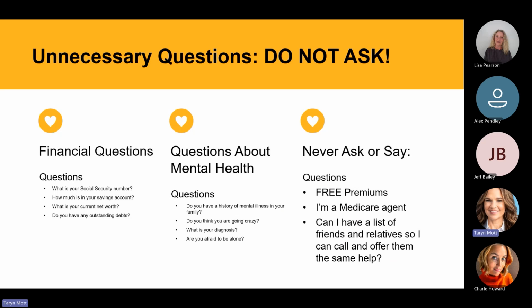If you are a financial advisor, after you get them set up with their medical insurance, whether it's a supplement or Medicare Advantage, you can then let them know that you do that. And if they ever have questions, they can reach out to you or however you do financial services. What is your current net worth? Again, none of our business. Do you have any outstanding debts? Definitely none of our business. Questions about mental health. Do you have a history of mental illness in your family?